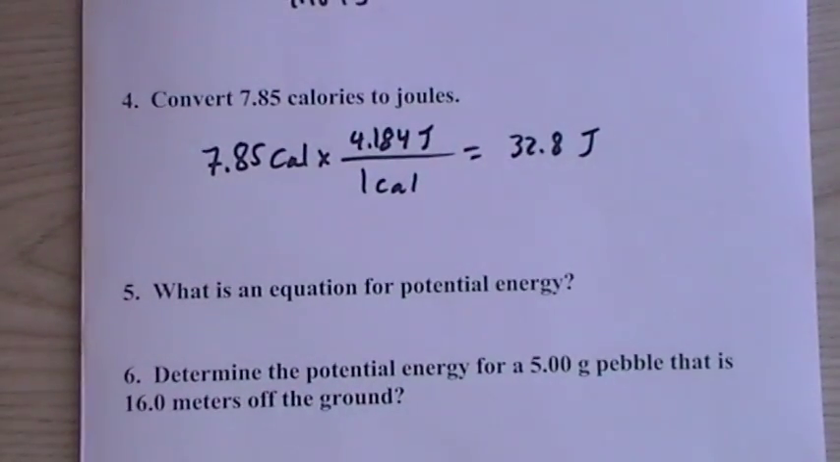What is an equation for potential energy? Now, potential energy, I should say kinetic energy, has the equation of 1/2 mv squared. That's the only one that you're commonly going to come across. But potential energy depends on the potential energy. It's some object that's in a field, a potential field: gravitational field, electric field, magnetic field. There's also potential energy that comes from chemical systems. There's a lot of different equations.